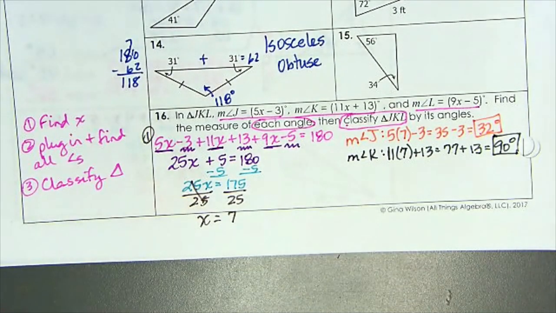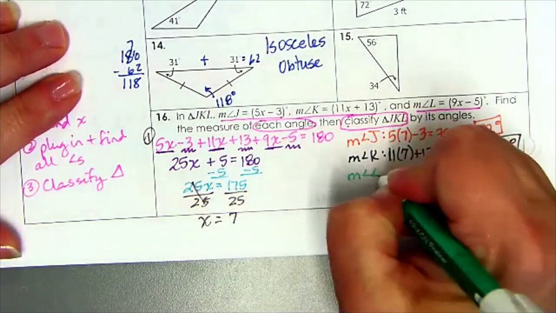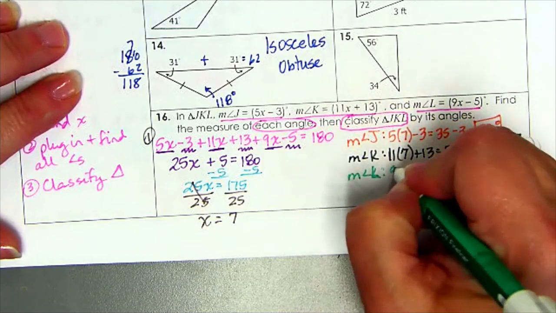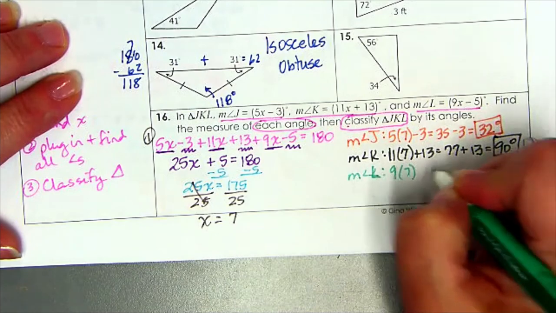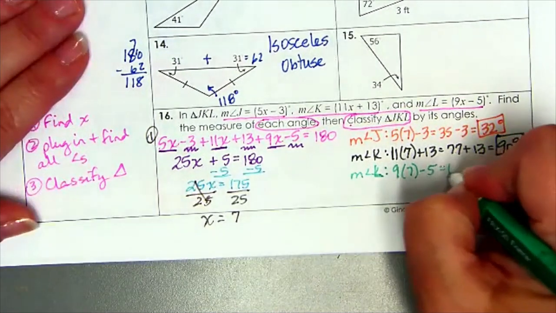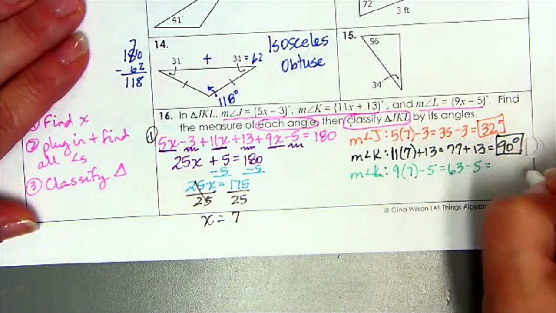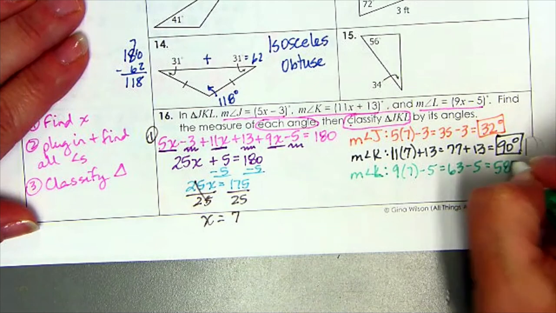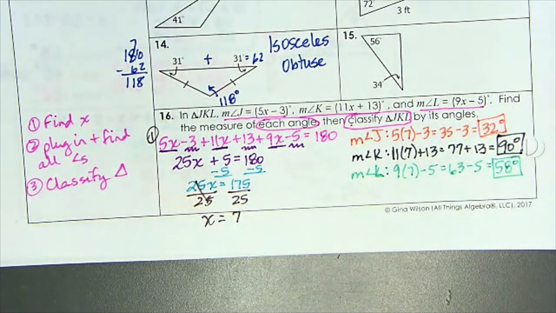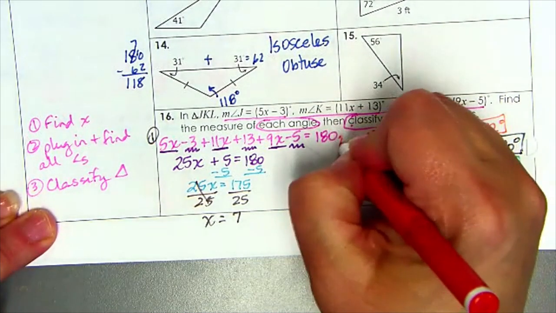And my last angle, angle L. The measure of angle L is going to be 9 times 7 minus 5. So that's going to be 63 minus 5, which is 58 degrees. So I've got all the measures for all the angles. So this is step 2.